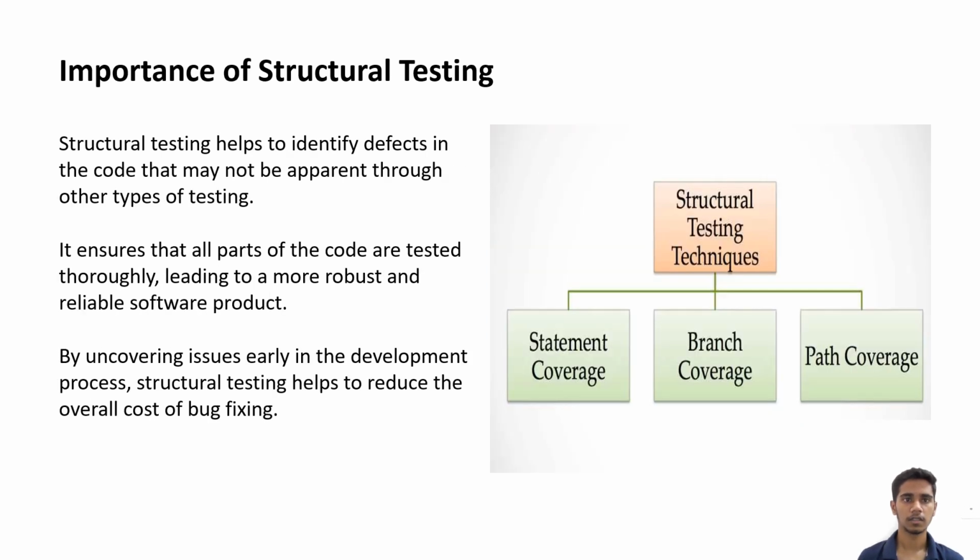Importance of structural testing. Structural testing helps to identify defects in the code that may not be apparent through other types of testing. It ensures that all parts of the code are tested thoroughly, leading to a more robust and reliable software product. By uncovering issues in the early development process, structural testing helps to reduce the overall cost of bug fixing.